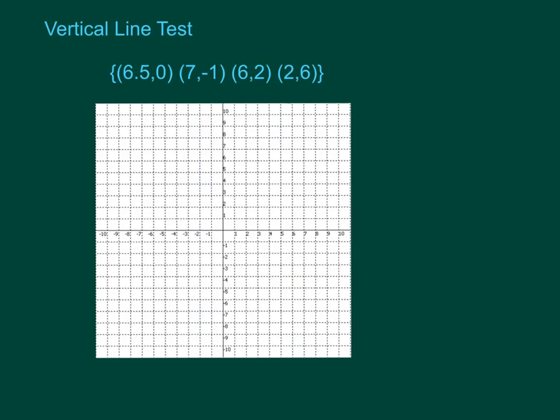Okay, let's do the same thing. Here's a different relation. Let's plot these points. 6.5, 0 means you're going to go over halfway in between 6 and 7 and up 0. And then over 7 down 1, over 6 up 2, and then over 2 up 6. So here we've graphed the relation.